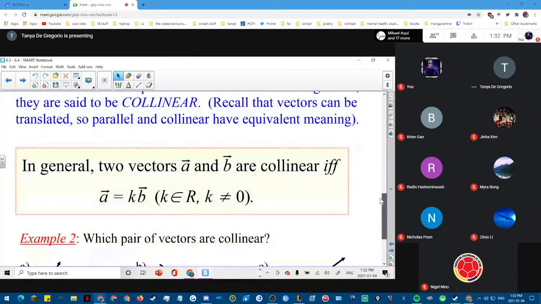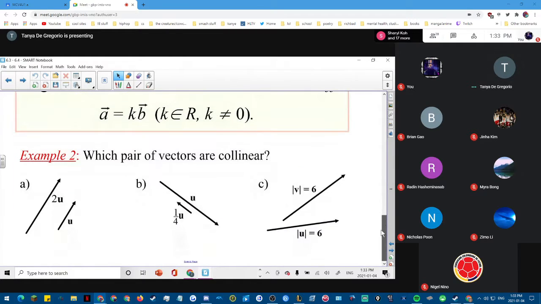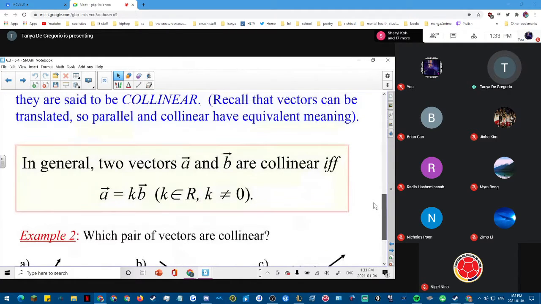Okay? All right, so in general, 2 vectors A and B are collinear if and only if vector A is equal to some scalar multiple of vector B. Okay, and notice here, guys, we say k does not equal 0. All right, and the reason for that is because if k is 0, then all of a sudden we have the 0 vector, and we can't say that that's collinear, right? No, it would no longer be collinear. Only collinear if k is not 0.